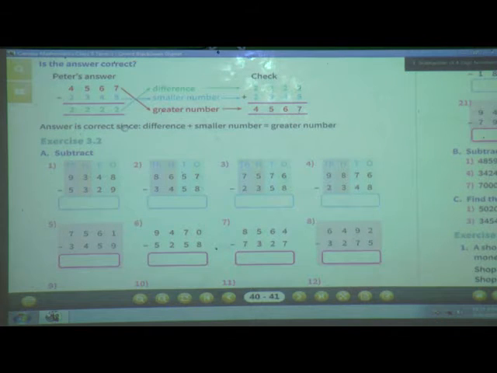See, answer is correct. Why is the answer correct? Because difference plus smaller number. Now this is the difference 2222 and the smaller number is 2345. Difference plus smaller number is equal to what? Greater number. Now here we got the greater number 4567 after addition of these two numbers. So the answer is correct.